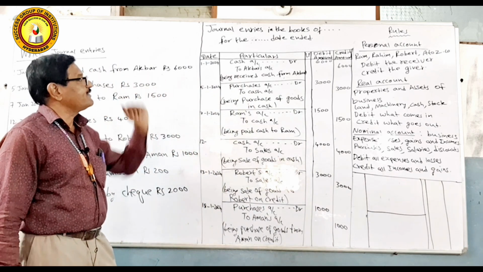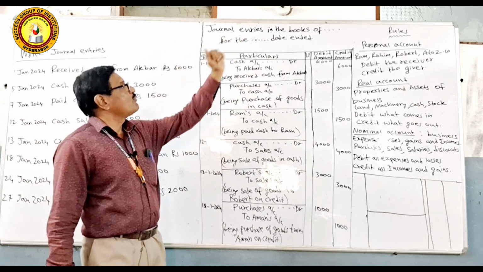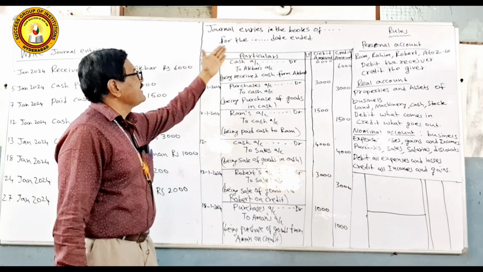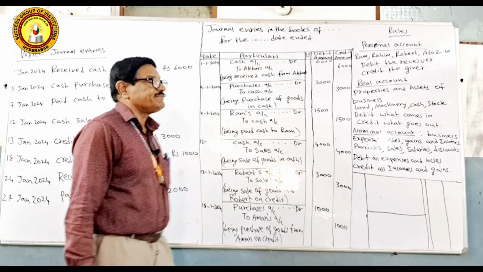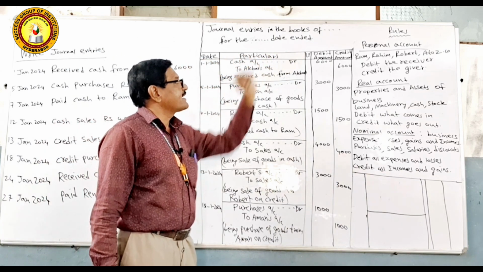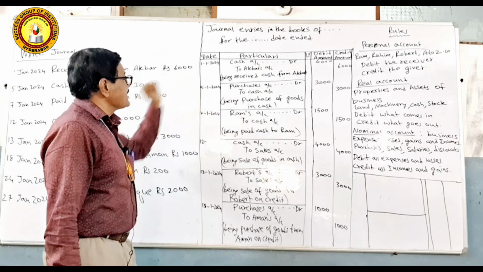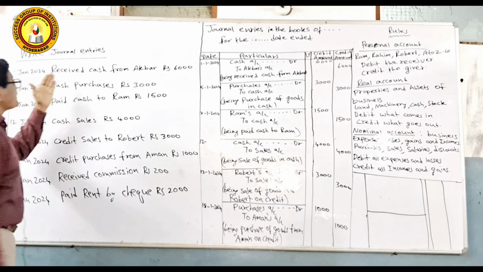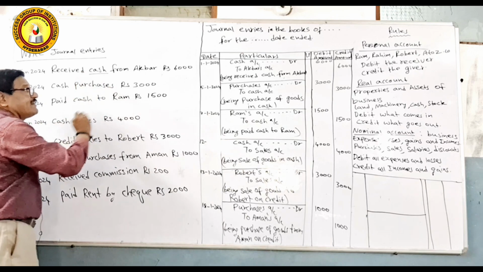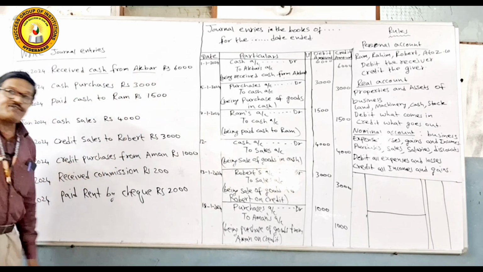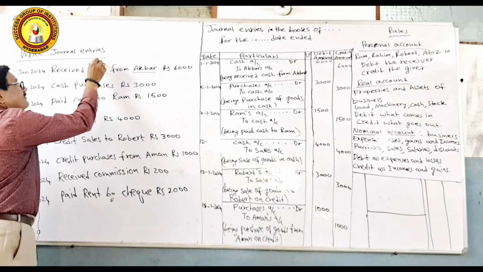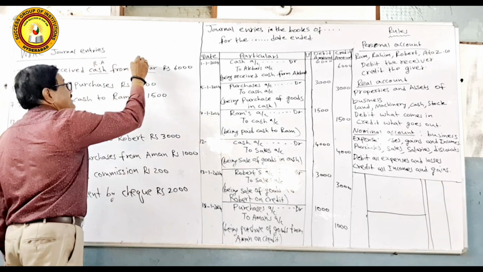Now, let us see the format. Always we should write journal entries in the books of whoever it may be, the name of the company or the party, for the year or date that ended. Here we have date, particulars, LF, debit, credit. The very first transaction says received cash from Akbar. Here cash is one aspect and Akbar is the other aspect of the transaction. Cash comes under real account and Akbar comes under personal account.